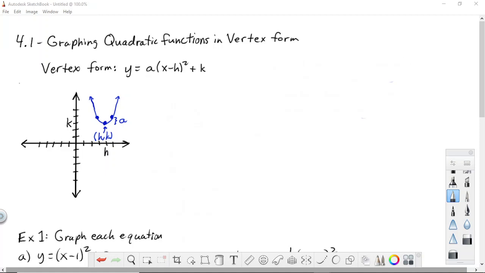Okay, so we're looking at graphing quadratic functions in vertex form. So, quadratic functions, let's talk about that a little bit and see how it relates to what we've been doing. You remember we've been dealing with quadratic equations.